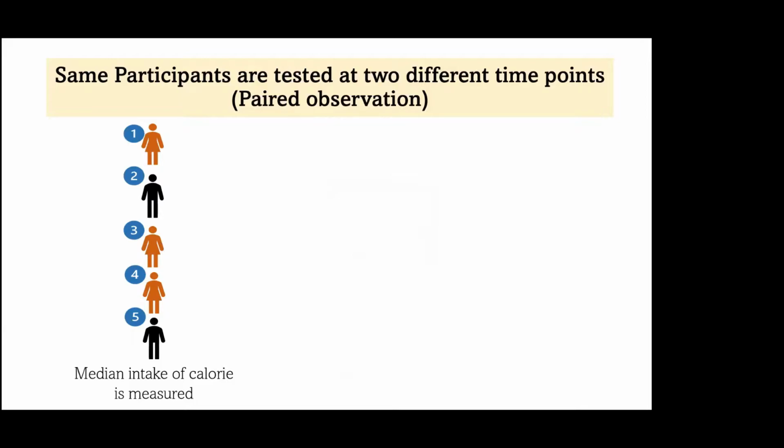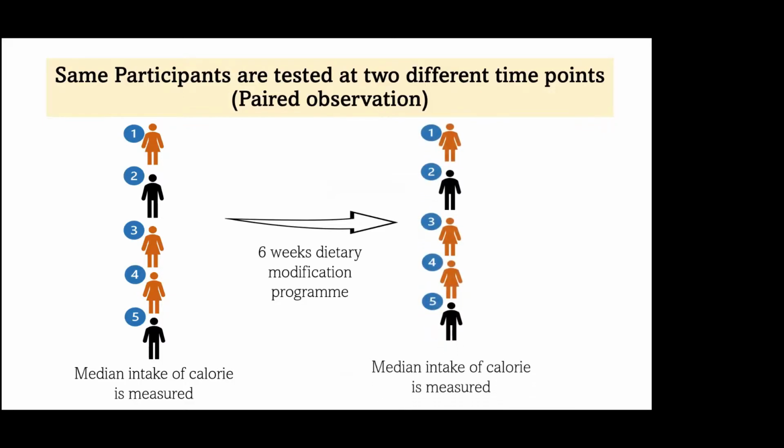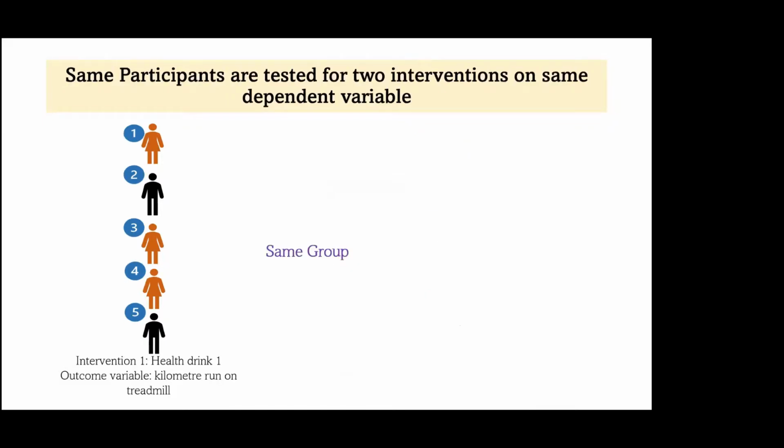So in this case, the same participants are tested at two different time points. Like these are the five people, the median intake of calories measured in these cases. And after 6 weeks of dietary modification program, again, you are measuring their median intake of calorie. This can be one example.